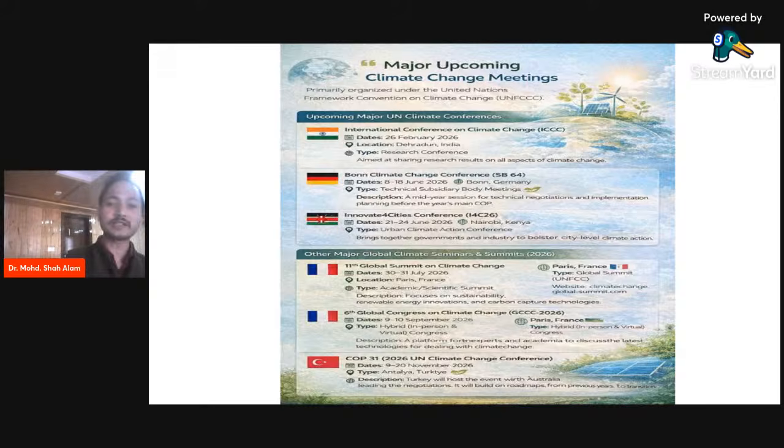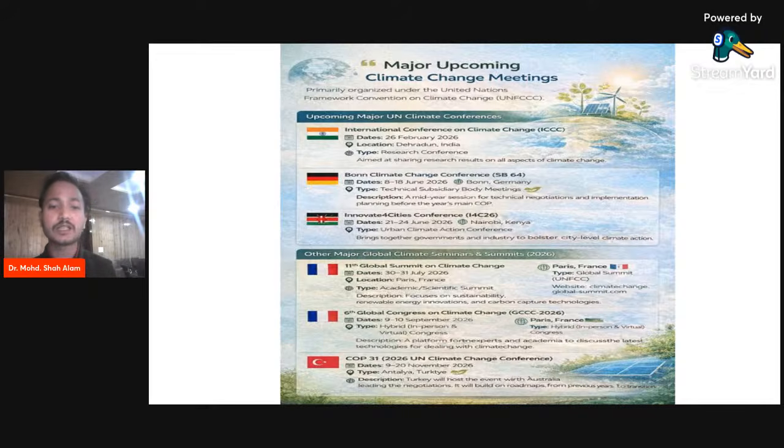These are the major upcoming climate change meetings that will be held in 2026, like the ICCC, the International Conference on Climate Change. It is going to be held in Dehradun, India, in 2026. It aims at sharing research results on all aspects of climate change. Next is the Bonn Climate Change Conference SB64. It is also going to occur in June 2026, and it is a mid-year session for technical negotiation and implementation planning before the main year COP, the Conference of Parties.